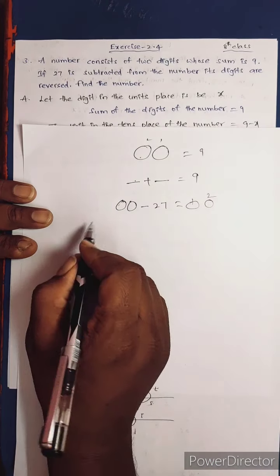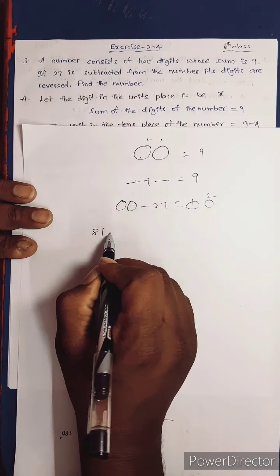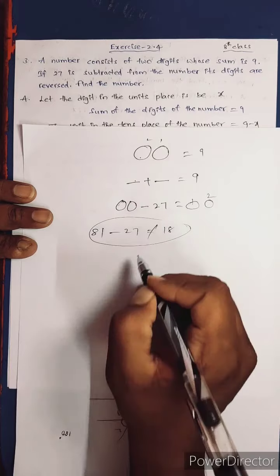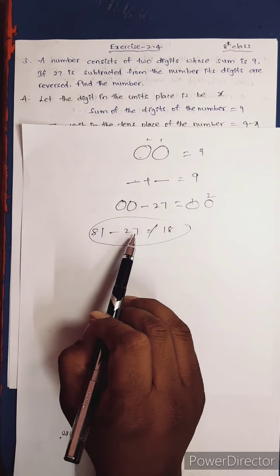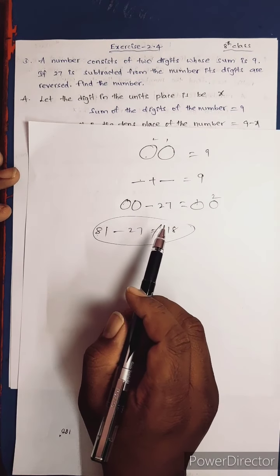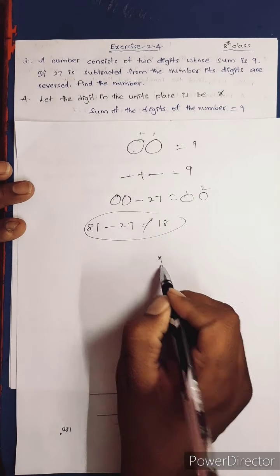Understood? For example, there is a number 81. When you subtract 27, it will change to 18. For example, when you subtract 27 from a 2 digit number, its digits are reversed. Got it? So assume that the ones place is x.